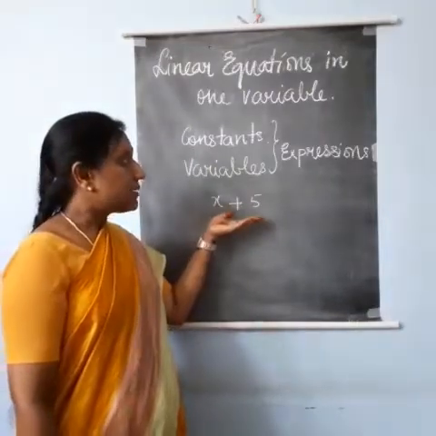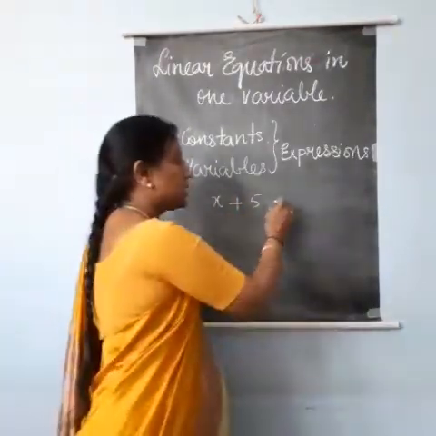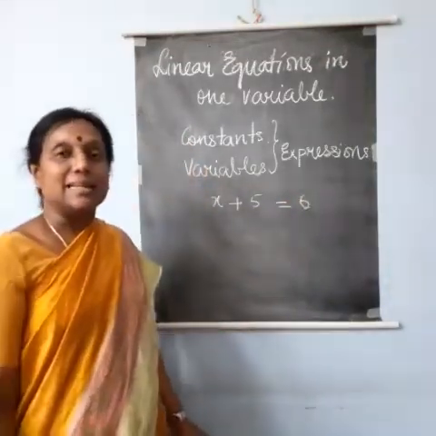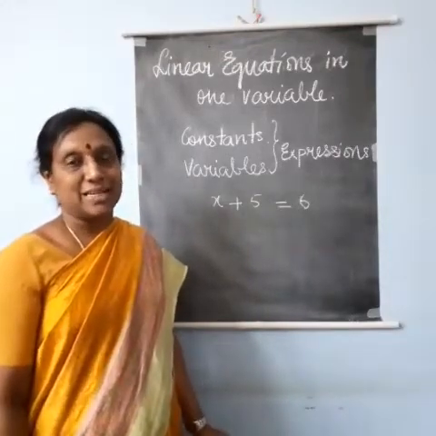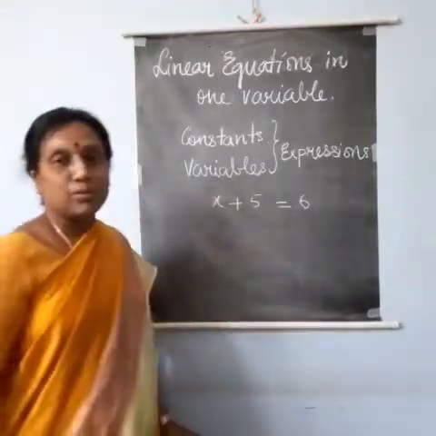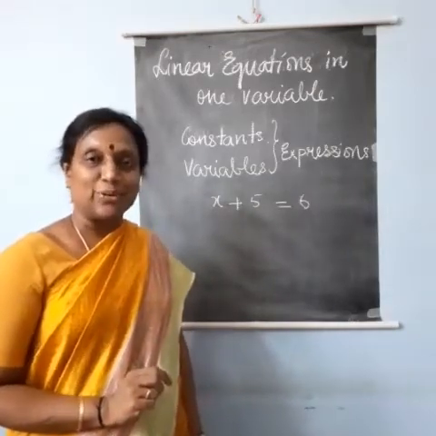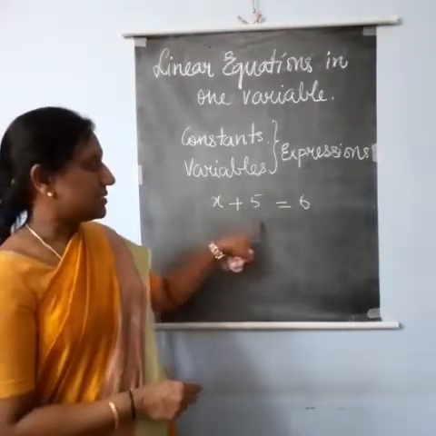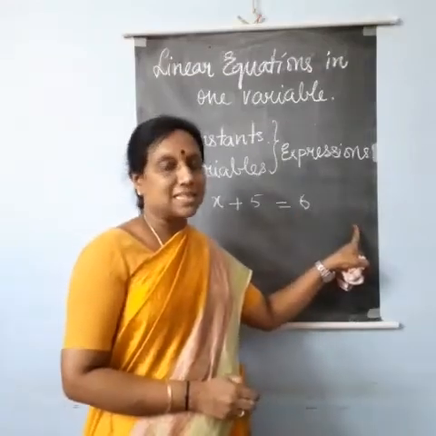Now, these are expressions. Okay, when these expressions are equal to something, say 6, then it has become an equation, right? So, this is an equation in one variable of degree 1. So, it is a linear equation in one variable. Have you got it? Okay. Now, linear equations will have many terms and there will be an equal to sign, and there will be other terms on the other side also.